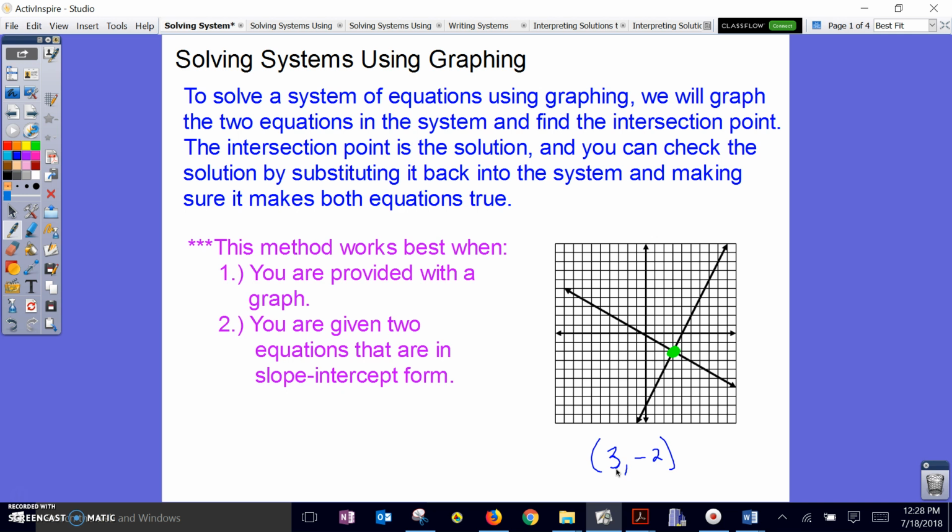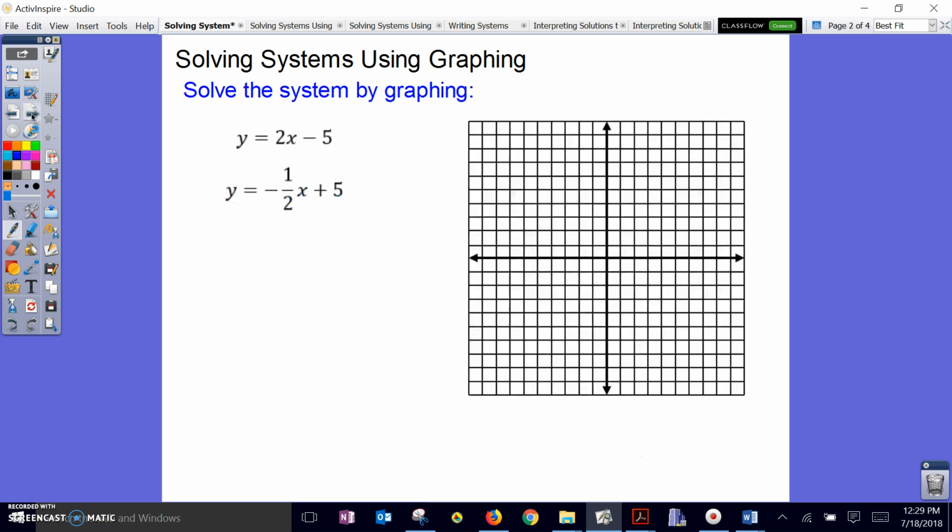Solving systems using graphing works best in one of two scenarios, although we can use it on any system. It works best either when we're provided with a graph, like we were here, where we just had a graph of two lines and needed to find the intersection point to find the solution, or if we're given two equations that are in slope-intercept form, because they're easy and quick to graph. It keeps us from having to manipulate the equations. Like I said, we can solve any system using graphing, but these are when it's easiest and best. Alright, let's look at a couple of examples.